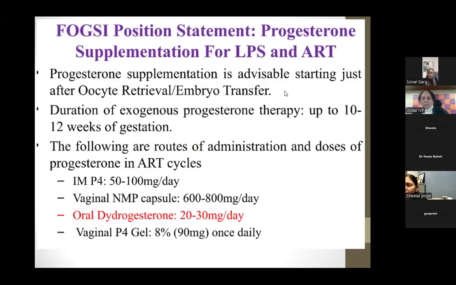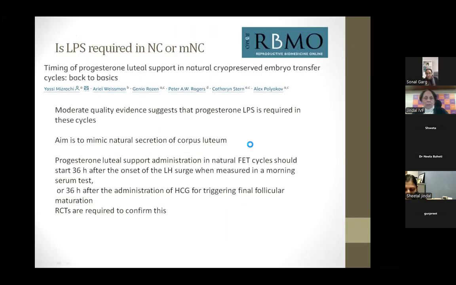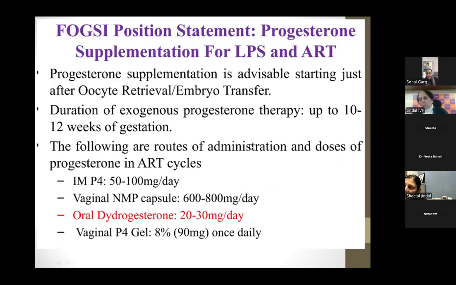Ma'am, for the frozen cycles, as you mentioned already, either we are doing artificial cycles or natural or stimulated cycles. Can you briefly tell us how the progesterone dose differs in the artificial cycle and natural or stimulated cycle as per your experience? Because we have corpus luteum definitely in natural and stimulated cycles.